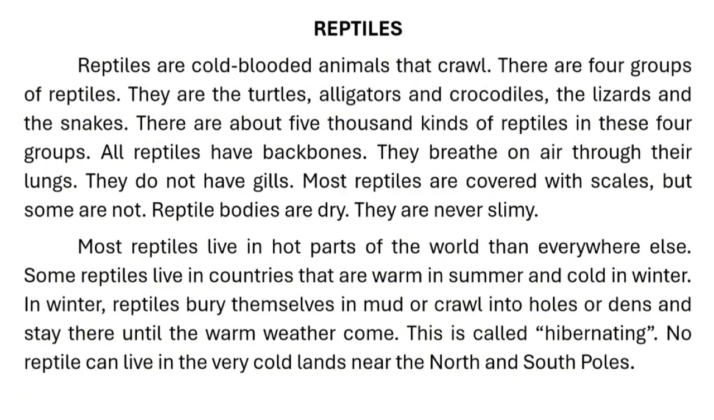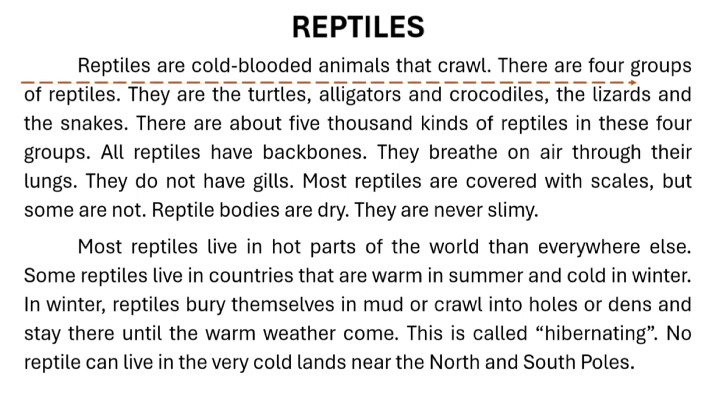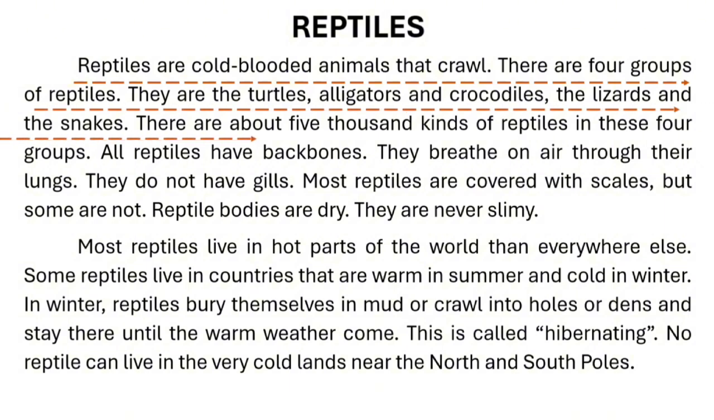Second selection, reptiles. Reptiles are cold-blooded animals that crawl. There are 4 groups of reptiles. They are the turtles, alligators, and crocodiles, the lizards, and the snakes. There are about 5,000 kinds of reptiles in these 4 groups.